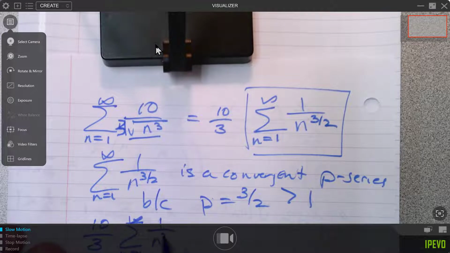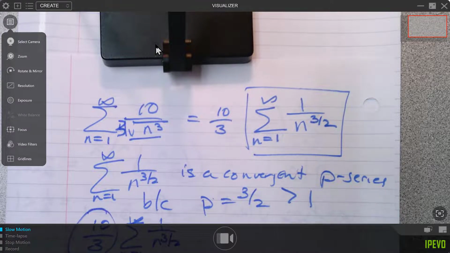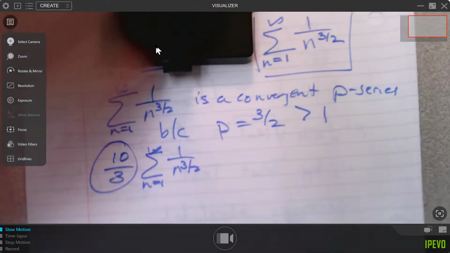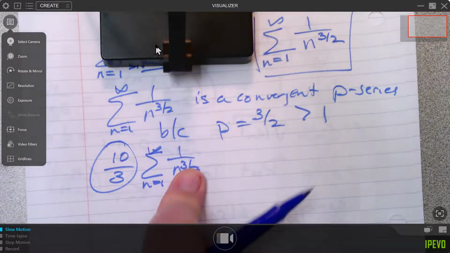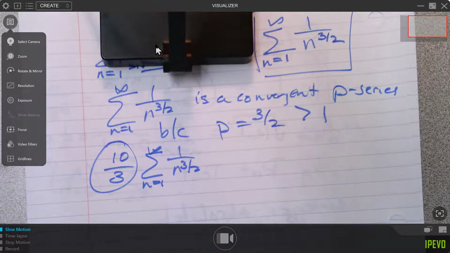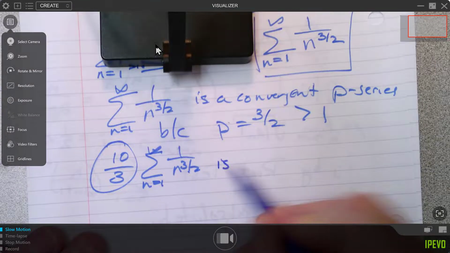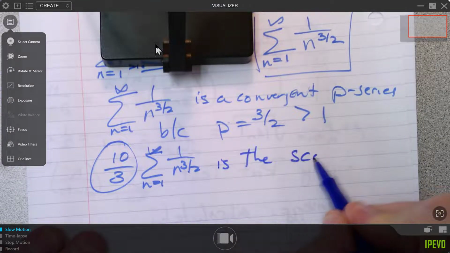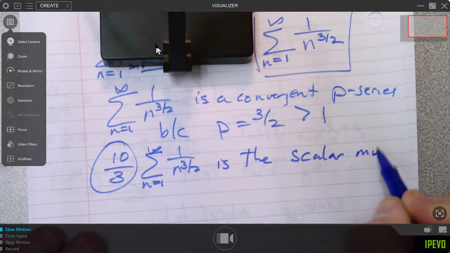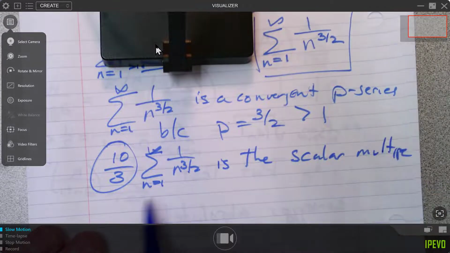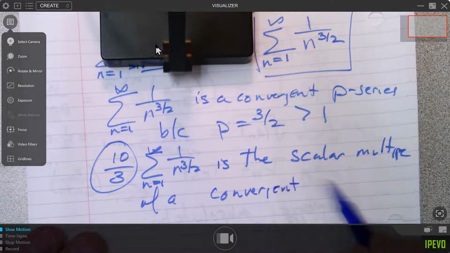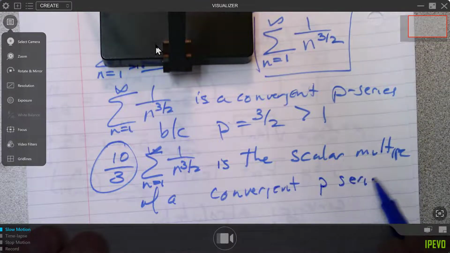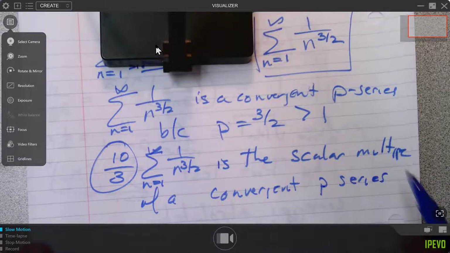Okay, now remember, this is a finite number. So a finite number, this series is convergent. So this sum is a finite number. It is the scalar multiple of a convergent p-series, doesn't even matter, just a convergent series, and is convergent.